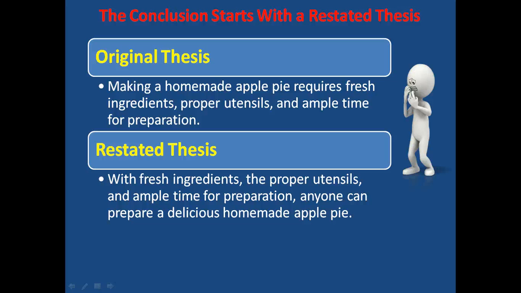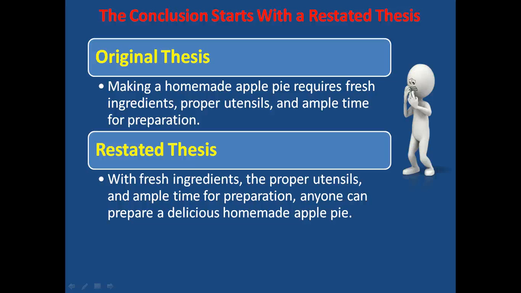The conclusion starts with a restated thesis. And this always kind of worries people, but it's a lot easier than it sounds. Making a homemade apple pie requires fresh ingredients, proper utensils, and ample time for preparation. That's your original thesis. With fresh ingredients, the proper utensils, and ample time for preparation, anyone can prepare a delicious homemade apple pie. That's your restated thesis.